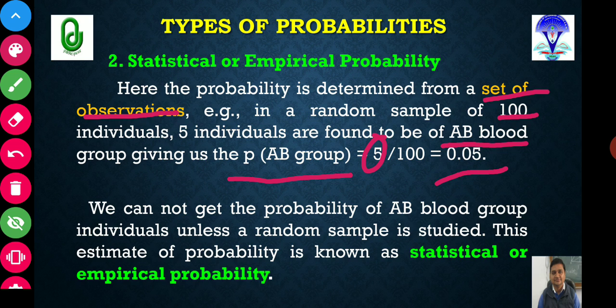We cannot get the probability of an AB blood group individual unless a random sample is studied. So without studying a sample, you cannot say what the probability of getting AB blood group is. This estimate of probability is known as statistical or empirical probability. So in the case of biological events, you have to conduct an experiment and then, based on the outcome of the experiment, you can determine the probability, which is known as statistical or empirical probability. Whereas in mathematical, classical or a priori probability, you have prior knowledge of the sample space and the total number of events or favorable events. Then you can say the possible outcome before conducting the experiment. So this was all about classical and statistical probability.